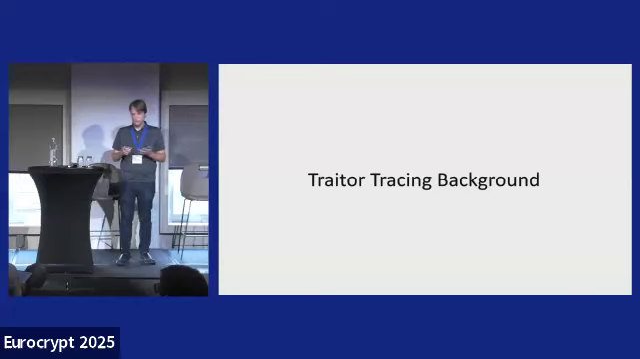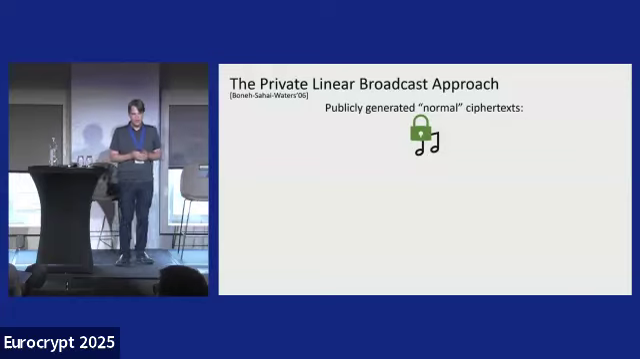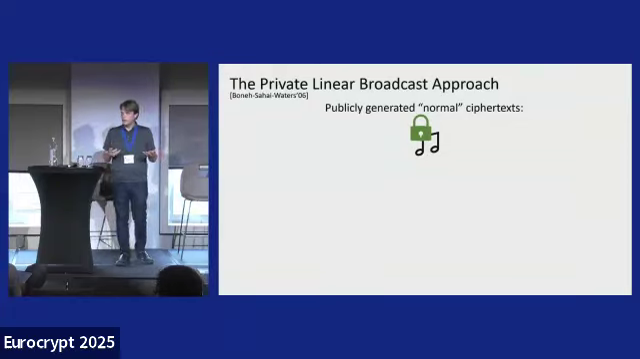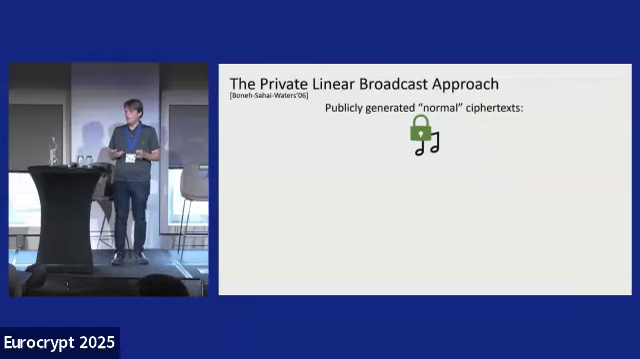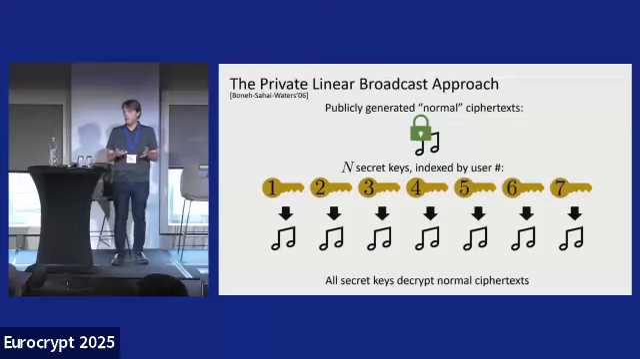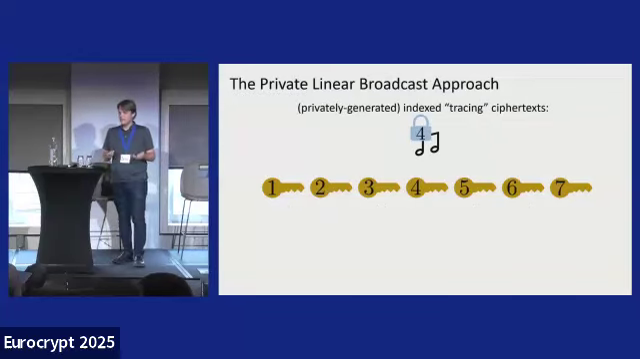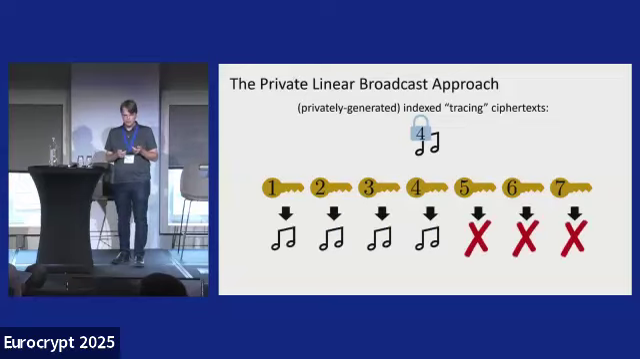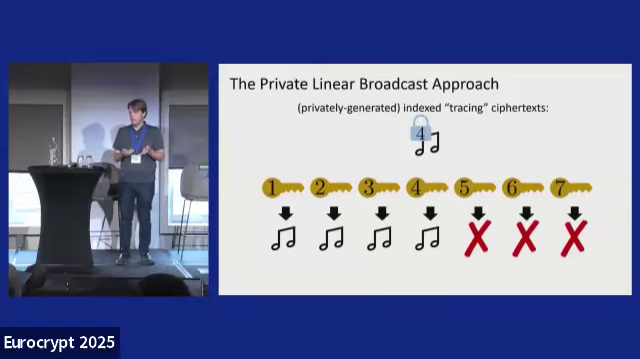All right, so I'll briefly give an idea of our techniques. We're going to follow a tried and true approach to get traitor tracing, which is something called private linear broadcast. Here we have publicly generated, I'll call them normal ciphertexts, and every user is given an individual secret key with the property that all of the user secret keys can decrypt these publicly generated normal ciphertexts. We also have tracing ciphertexts, and these, for us, will be privately generated. These tracing ciphertexts come with an index. The property is that if your index as a decryptor is at least as great as the index of the tracing ciphertext, you will be able to decrypt. But if your index is less than the index of the tracing ciphertext, you cannot decrypt.